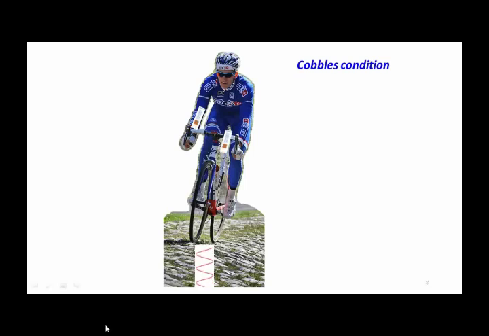The cobbles, a great problem for the riders. When the riders ride on the cobbles, you have important vibrations due to the shock between the tires and the cobbles. These vibrations go towards the handlebars and the saddle. The next speaker, William Bertucci, speaks about that after me.